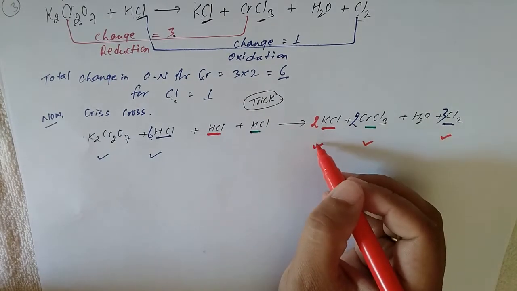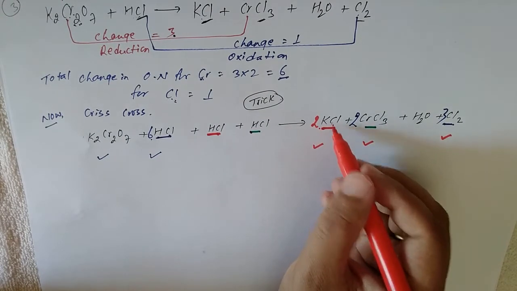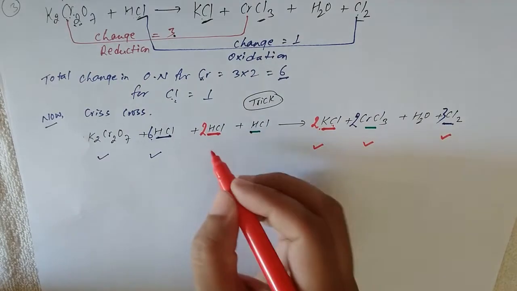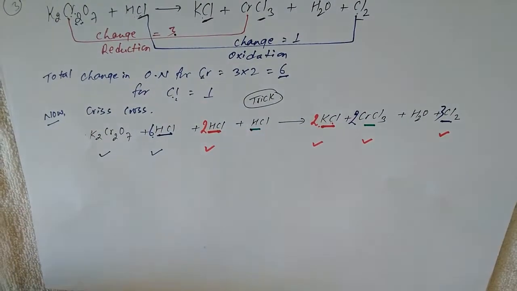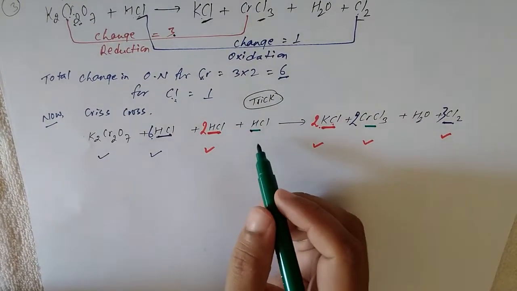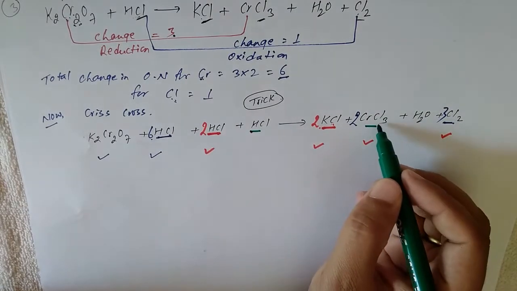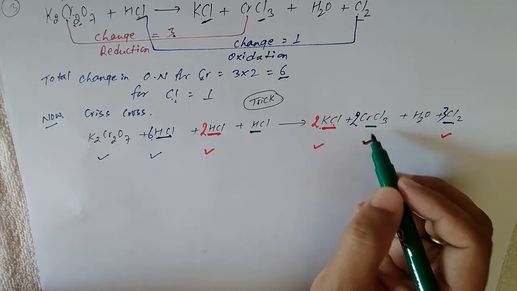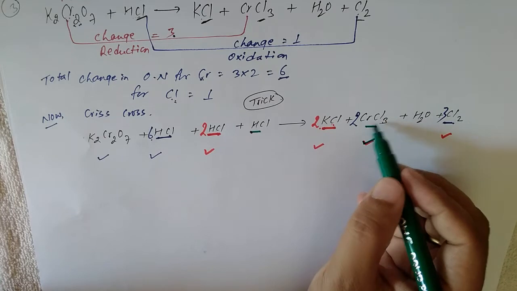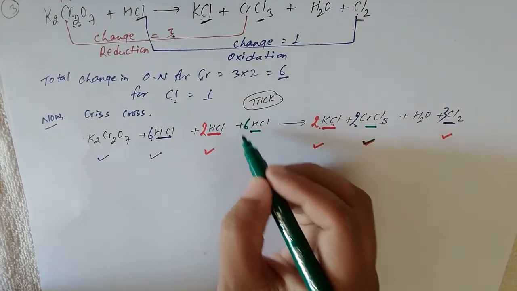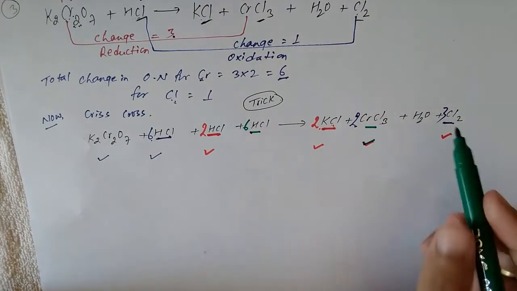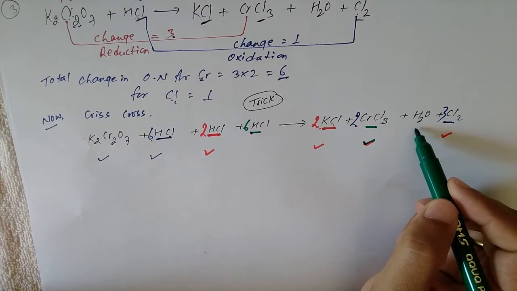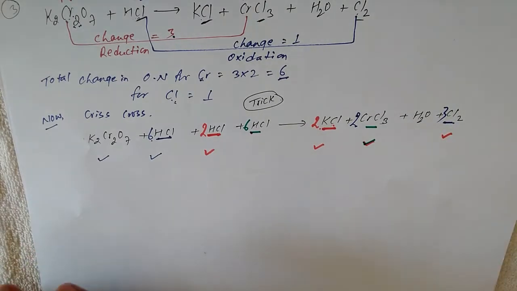Oh, on the product side there are 2 KCl, so there are 2 Cl, and we have to add 2 here. This is also balanced. After balancing this HCl, now it's the turn of this Cl. How many? This is already balanced, so how many Cl here? 3 to 6, so we have to put 6 here. Now on the product side there is only water. All are balanced except hydrogen and oxygen.